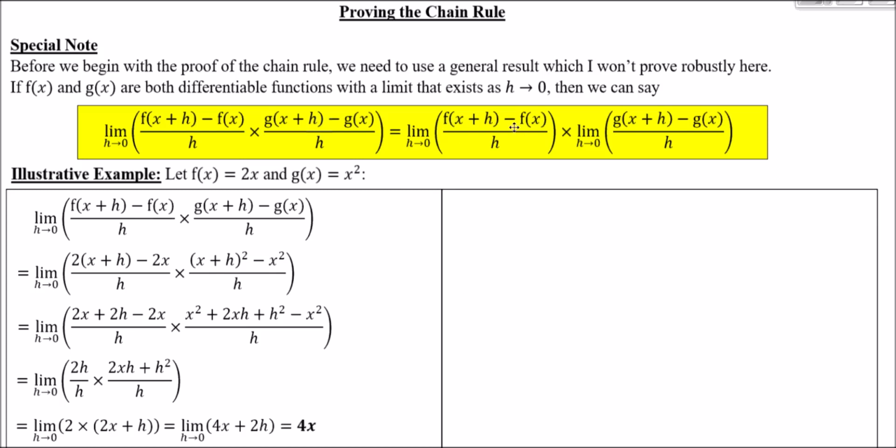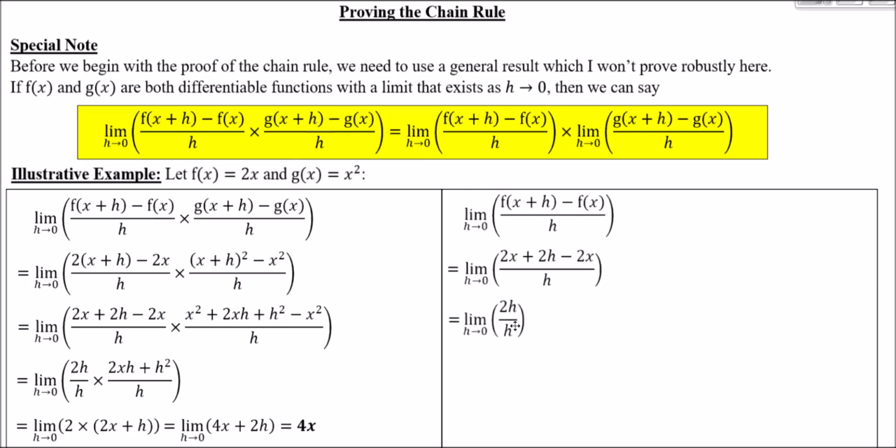Taking it in separate pieces now, the derivative of f of x, as h goes towards 0, from first principles, we can just sub in that f of x is 2x, expand the brackets, the x's cancel, which leaves us 2h over h, h's cancel, and the limit as h goes towards 0 of 2 is 2 all day long, so that's just 2.